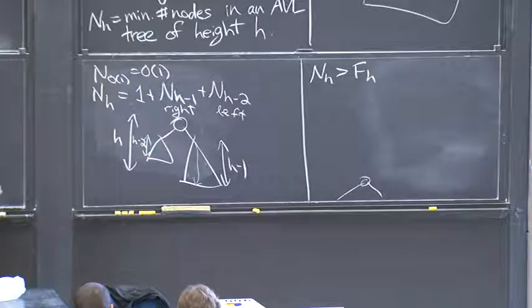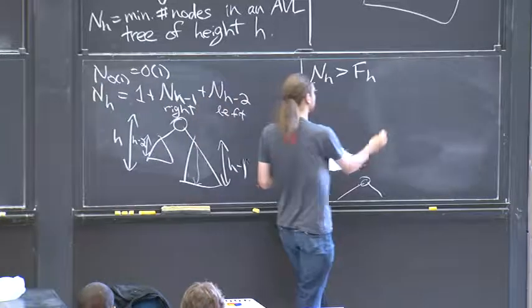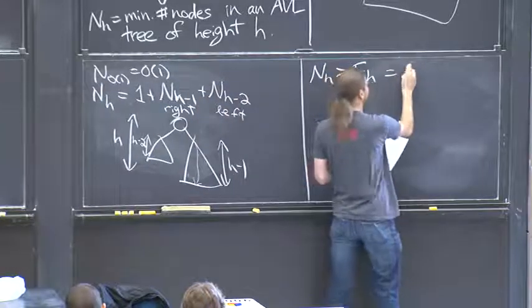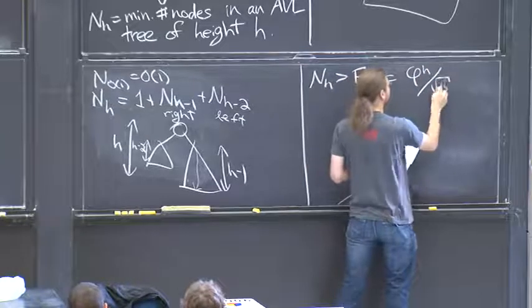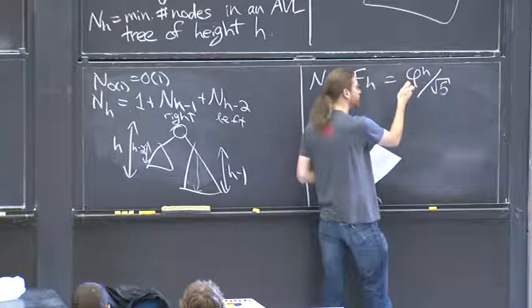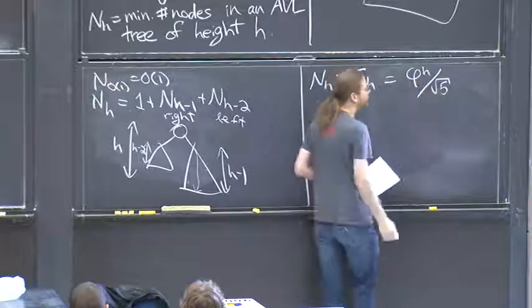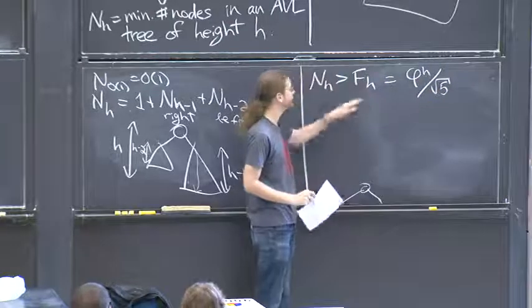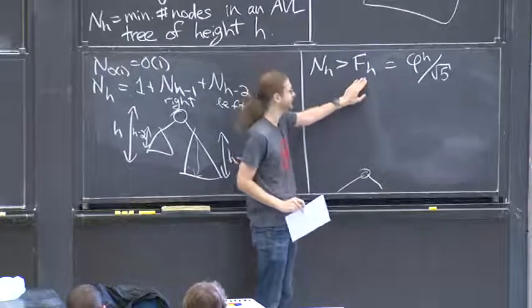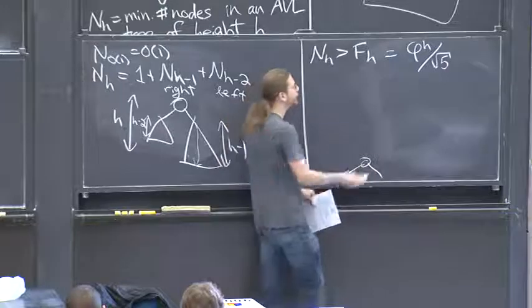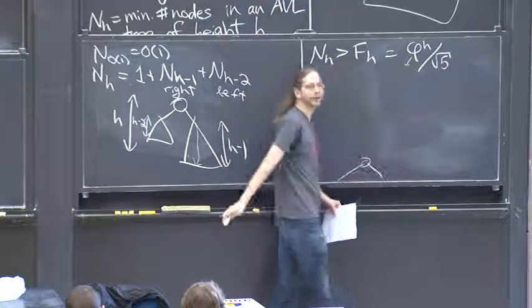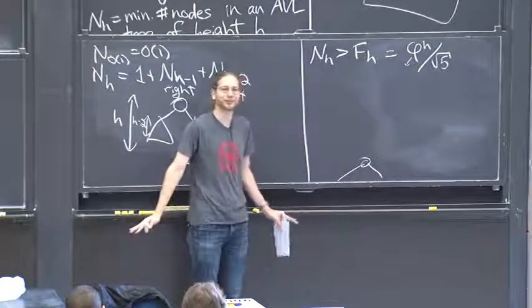OK. Now, hopefully, you know Fibonacci is exponential. I have an exact formula. If you take the golden ratio to the power h, divide by root 5, and round to the nearest integer, you get exactly the Fibonacci numbers. Crazy stuff. We don't need to know why that's true. We just take it as fact. And conveniently, phi is bigger than 1. You don't need to remember what phi is, except that it's bigger than 1.